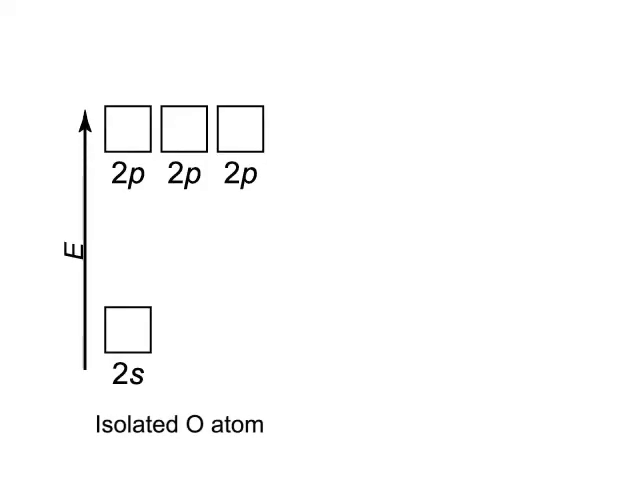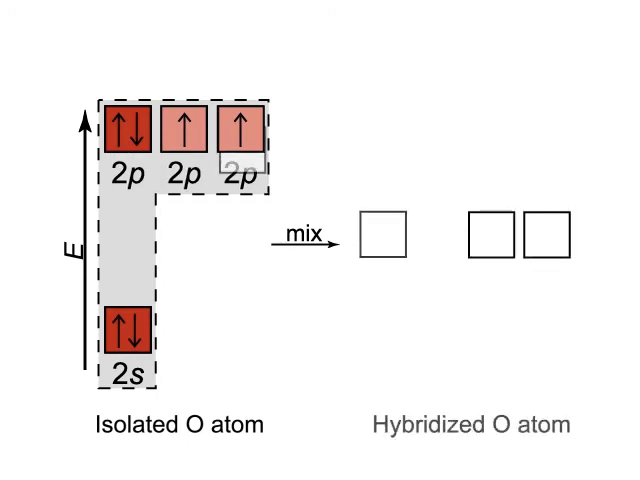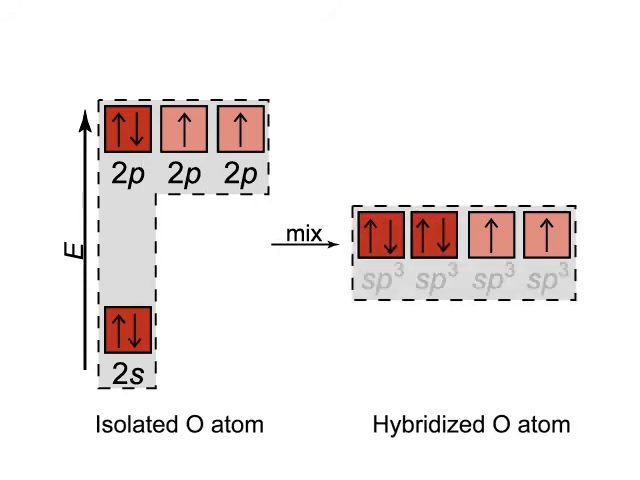In the case of water, with its V shape, the model proposes a situation similar to that for ammonia. The 2s orbital of the central O atom mixes with its three 2p's and becomes four sp3 hybrids, but now two of the hybrid orbitals are filled with lone pairs.